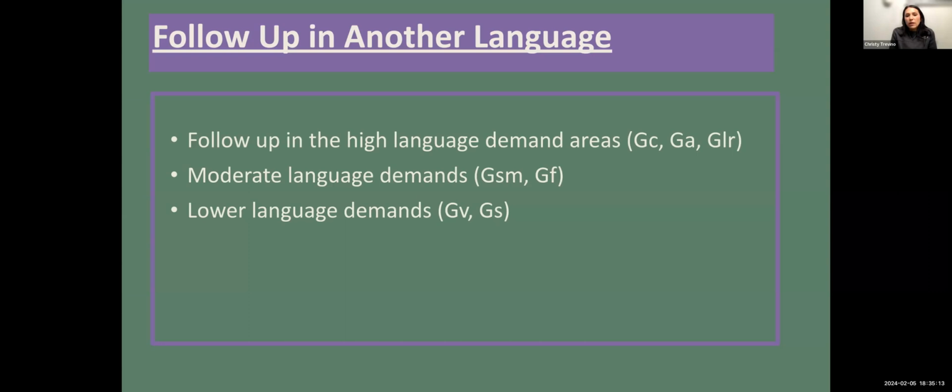The moderate language demands are your short-term working memory and your fluid reasoning, depending on the assessment. And also, is it going to be a make-or-break? Is it going to affect the outcome of whether they're going to meet the criteria or not? And then you have the lower language demands of visual processing and processing speed.